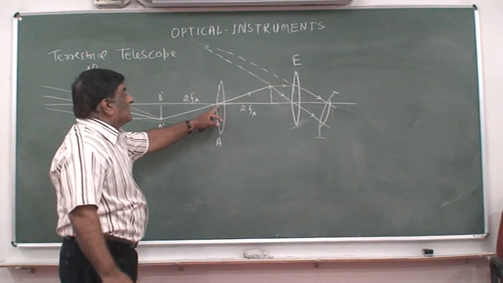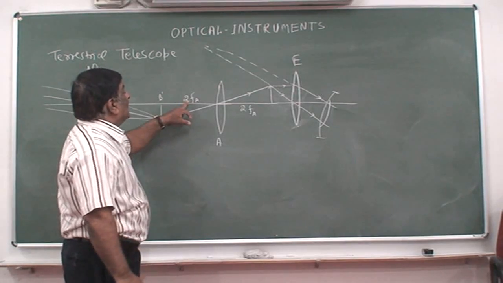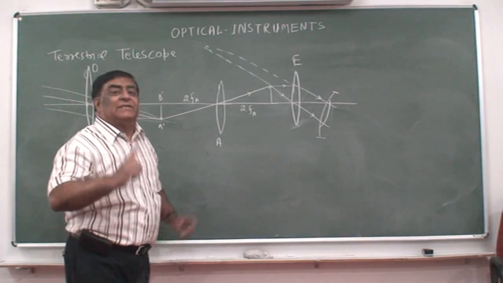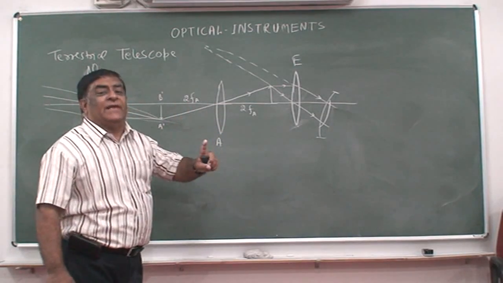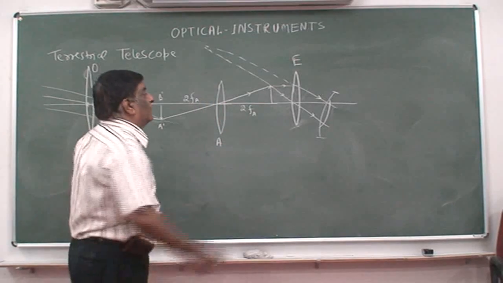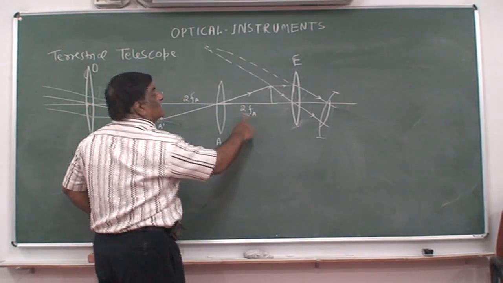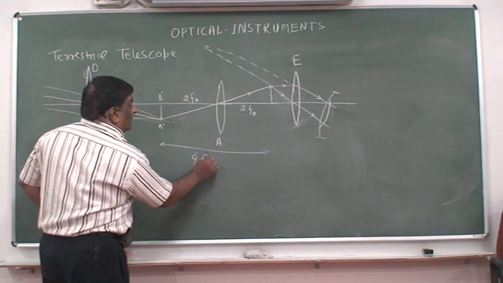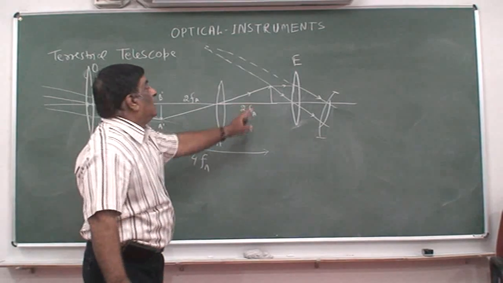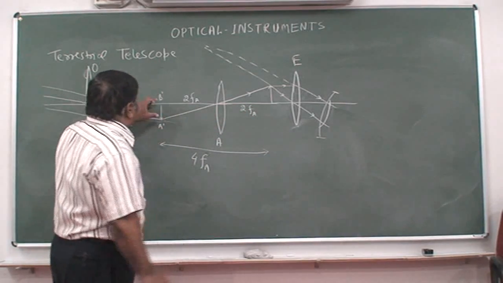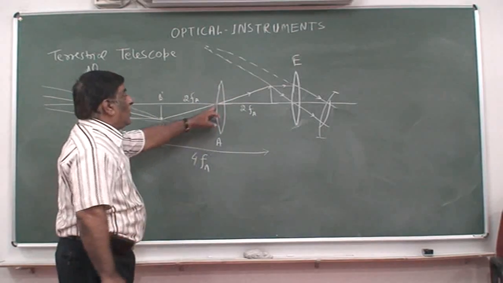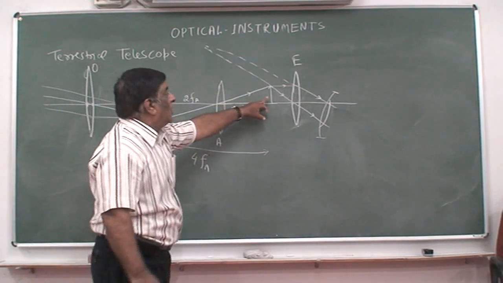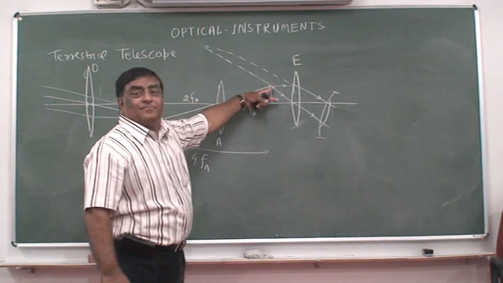What does it do? We place it in such a way that this image is at a distance of twice the focal length. Now we know if the object is at 2f, then where will the image be? The image will also be at distance 2f. So here the image is formed at a distance 2f. So how much is this distance? 4f of this lens A. Now what has happened? The image is inverted for a convex lens. The object is placed at 2f, the image is formed, and the image is inverted.